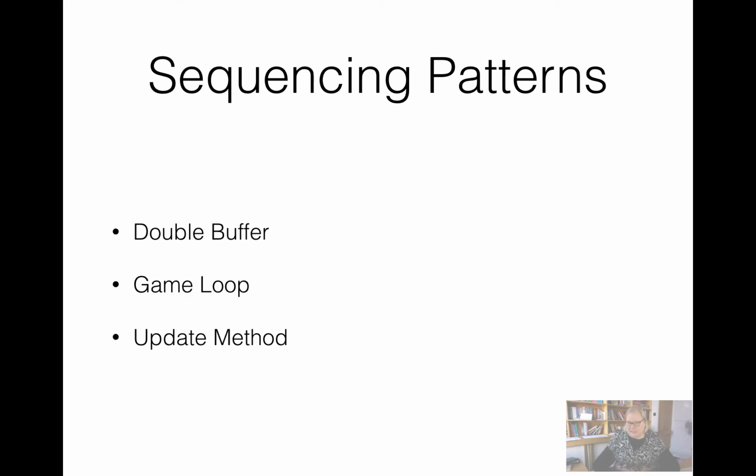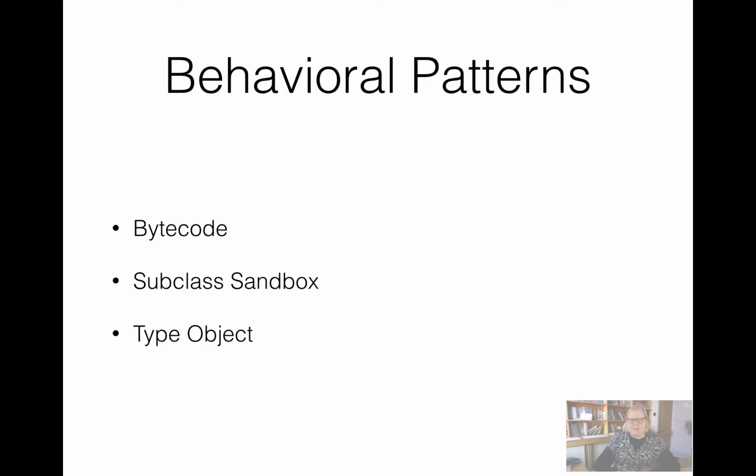It's the thing that runs once per frame, takes the input, updates the game state and does the output. With the update method, that's part of the game loop, but it's the bit that actually does the updating in the game loop. Okay. Next we've got behavioural patterns.